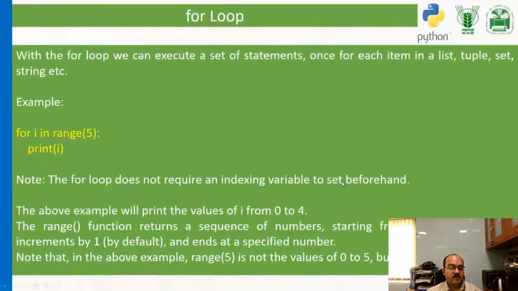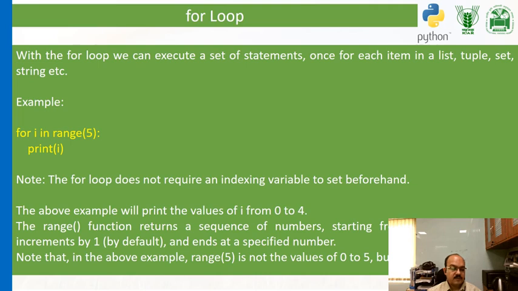Now we use the for loop. So with the for loop we can execute a set of statements once for each item in a list, or tuple or set or even string. So for example, for i in range 5, print i. So this example will print the values of i from 0 to 4.